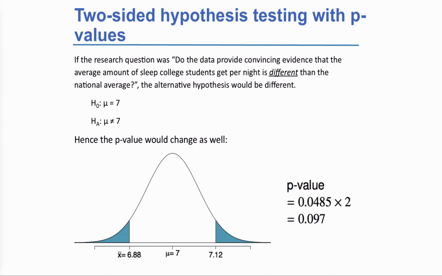If the research question was, do the data provide convincing evidence the average amount of sleep college students get per night is different than the national average, then the alternative hypothesis, instead of being less than 7, would be not equal to 7. And so we got 6.88. We would get the amount in that tail, but we would also get the amount above that, the same distance away from the mean in the other direction. And so in order to do that, you multiply your p-value by 2. And so in this case, we would get a p-value greater than alpha, and we would not reject the null.